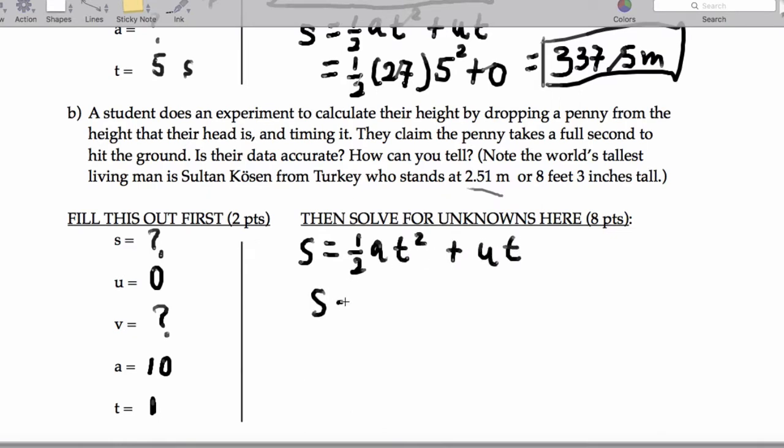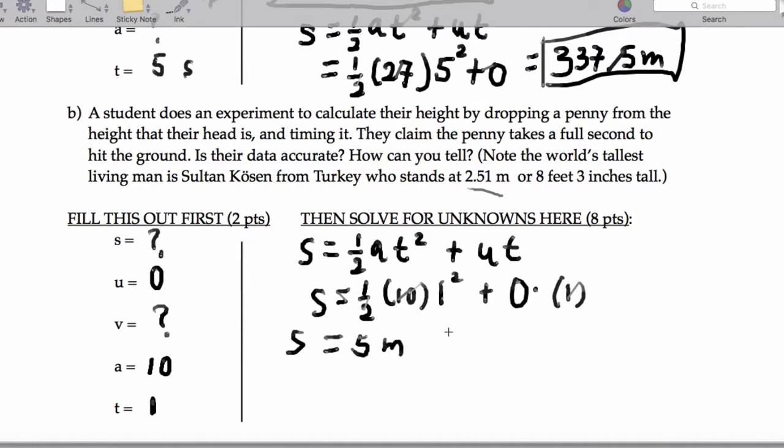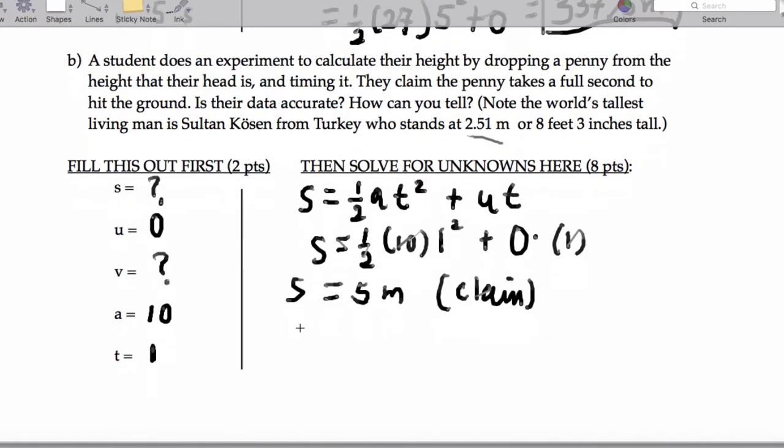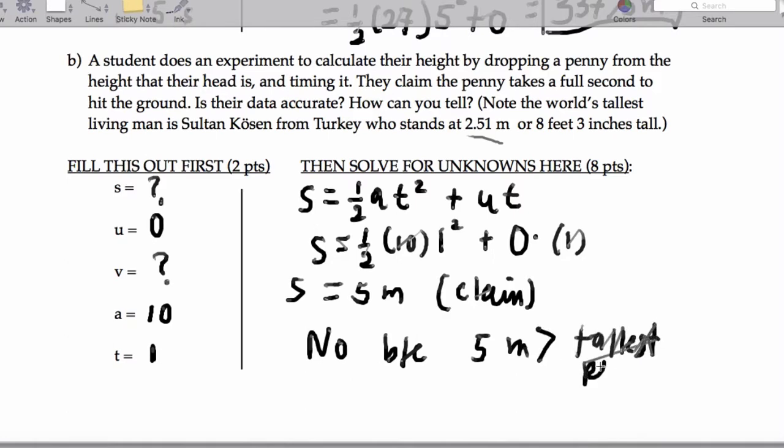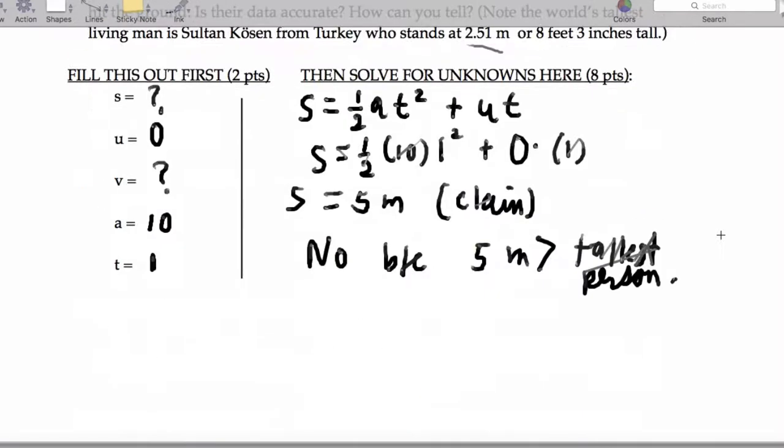So that's going to be s equals 1/2 times 10 times 1 squared plus 0 times 1. And so that's going to give us a height of 5 meters. So the student claims 5 meters. This is clearly not an accurate measurement. So no, because 5 meters is greater than the tallest person. So that's how we know the data is inaccurate. So that's problem number 4.